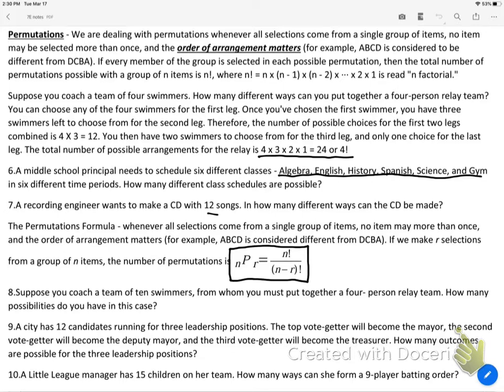If we make our selections from a group of n, so what we're saying here is we have 10 swimmers, that's the n, okay? That's my n, and again, it comes first, it's the bigger number. I'm going to put together a 4-person relay team, that's my r. I'm selecting 4 out of 10. The r is the 4, the 10 is the n, okay?